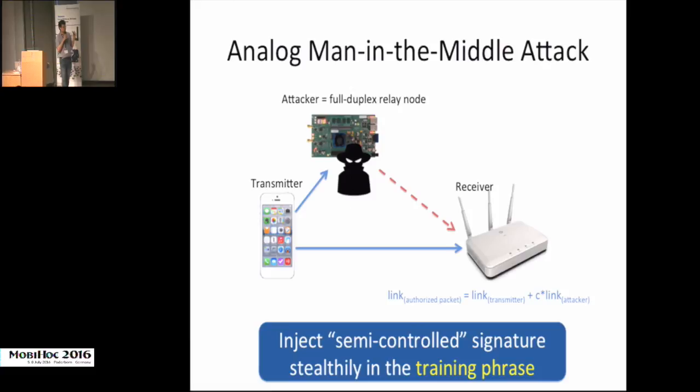We try to inject a semi-controlled signature very stealthily in the training phase. Later on, if the attacker is going to fabricate the packet, behaving like a sender from this authorized transmitter, he will try his best to do a lot of pre-coding and pre-processing, which we don't mention in this presentation, to make this link signature as similar as possible to the authorized packet. We skip all this mathematical model in our paper. But there's one very important property I would like you to remember: no matter how hard the attacker tries, he cannot reproduce the link signature of the good guy perfectly. There's always a slight difference between the authorized packet and the attacked packet.